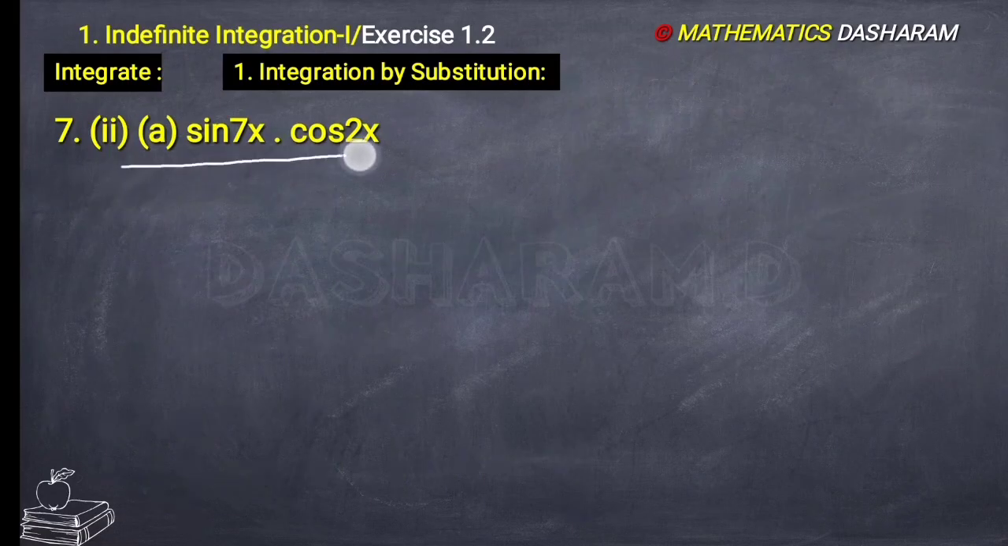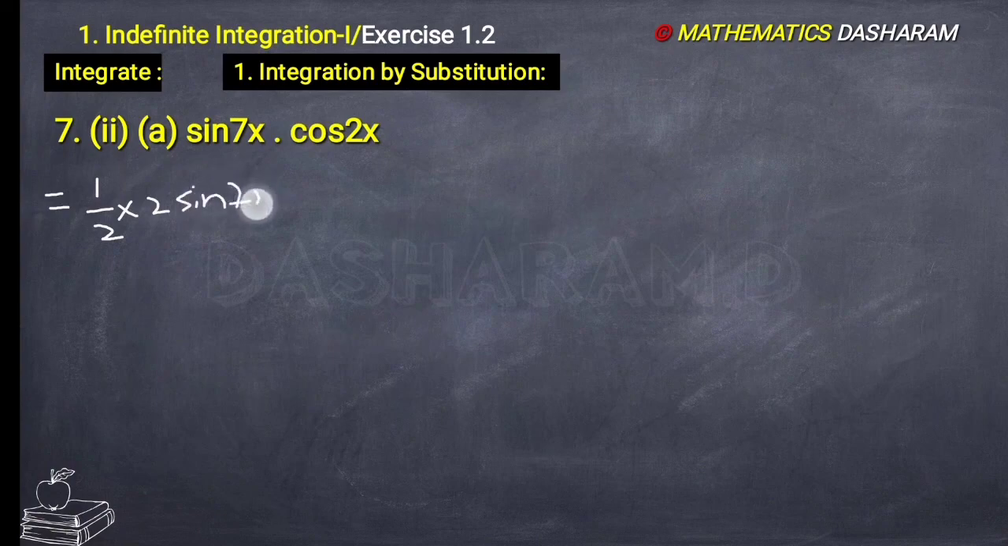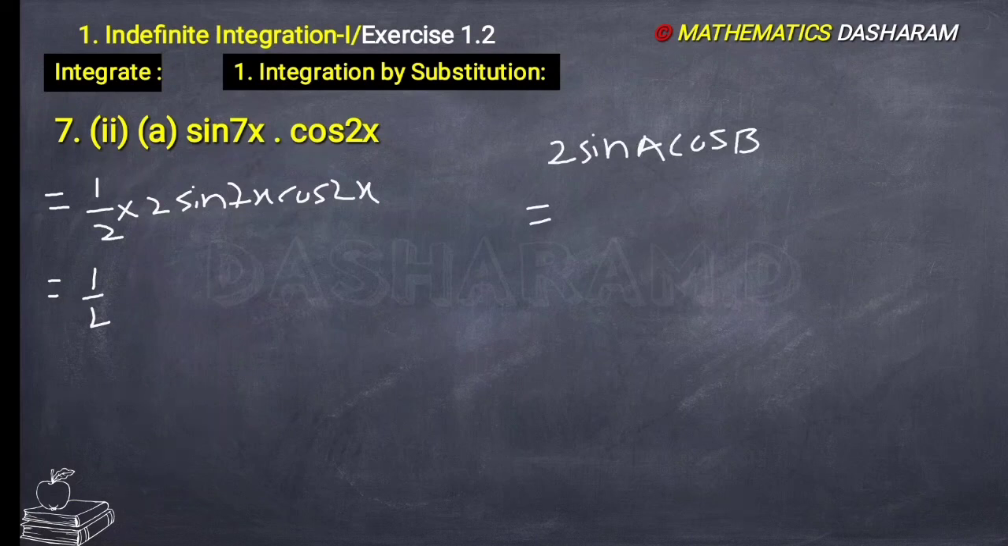Second bit, A question, sin 7x into cos 2x. So here multiply and divide with 2, sin 7x into cos 2x. So it is equals to 1 by 2. It is in the form of 2 sin A cos B. 2 sin A cos B equals to sin(A plus B) plus sin(A minus B).